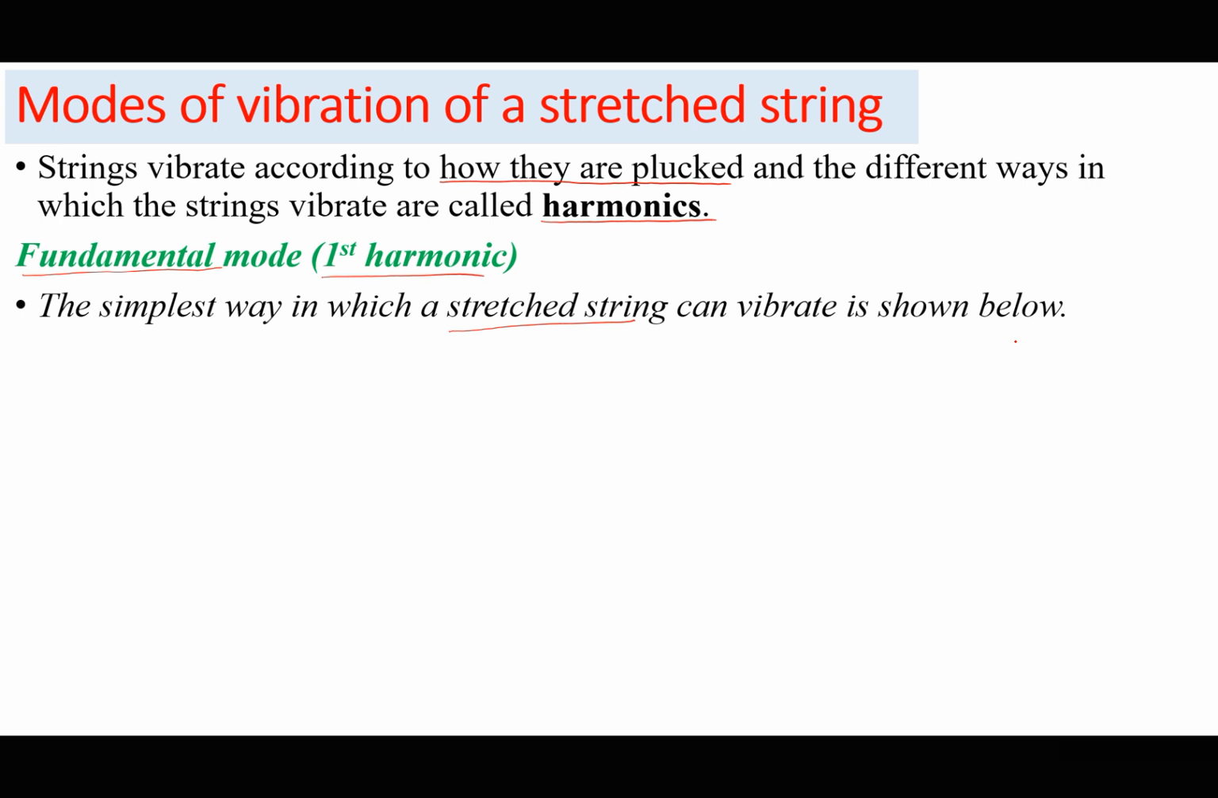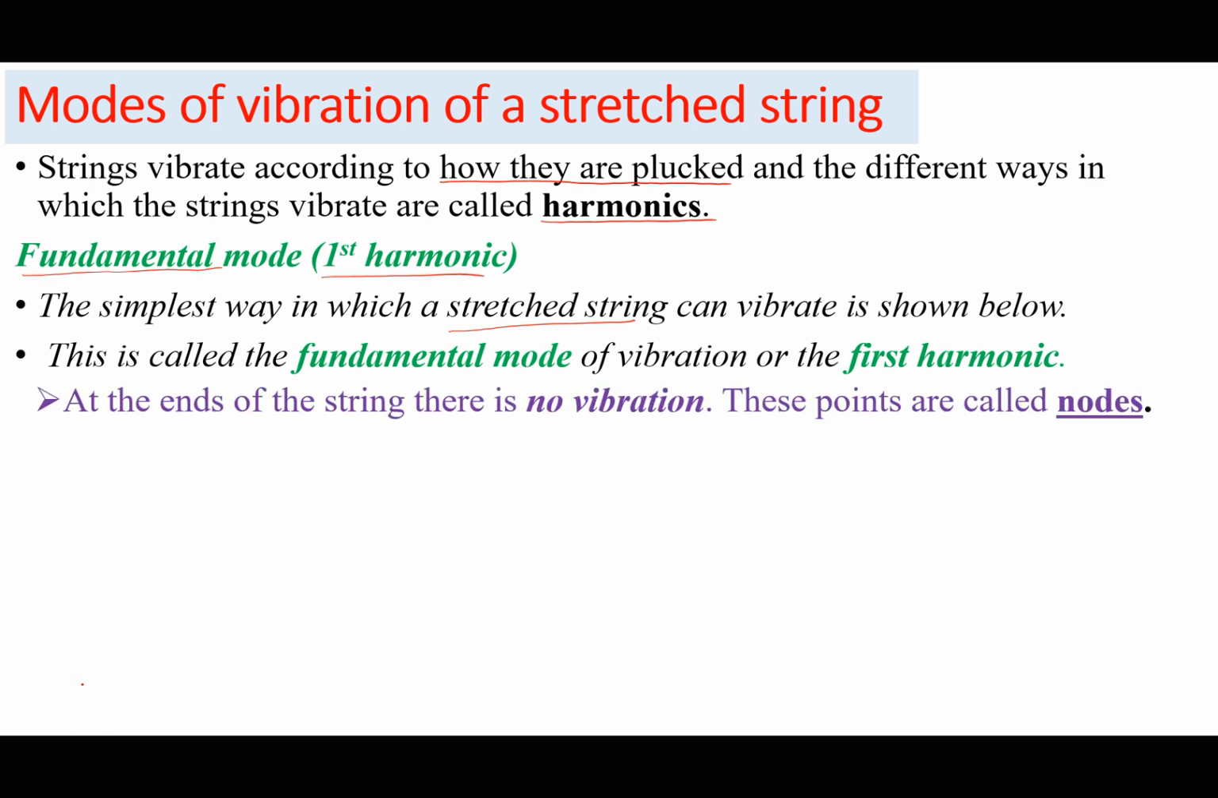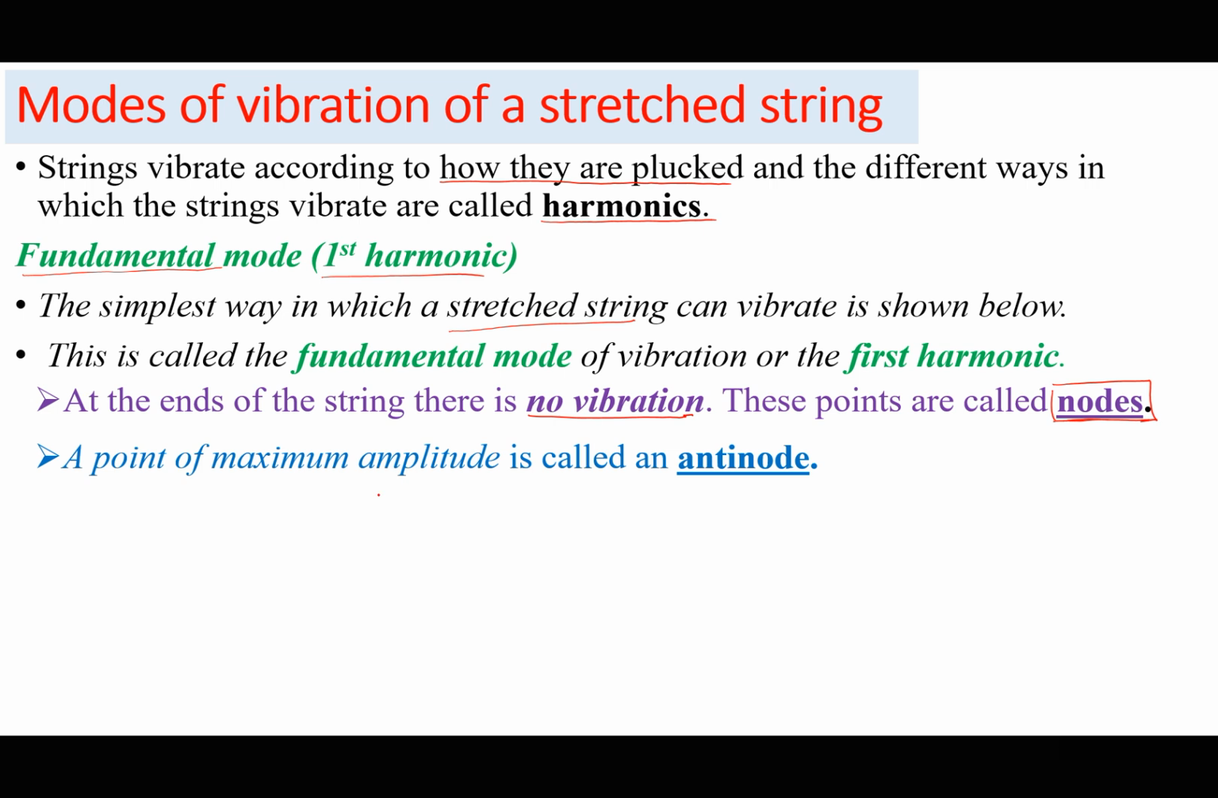But like I said, the word harmonic may not be used many times in AS physics. So this is called a fundamental mode of vibration or the first harmonic. At the ends of the first harmonic, at the ends of the string, there are no vibrations. If you had a guitar string, at the ends of the string there are no vibrations, so we expect the particles at the ends to be permanently at rest, and those points are going to be called nodes. Then at the middle or at the center, we have a point where the amplitude is maximum, and we are going to call those points antinodes.